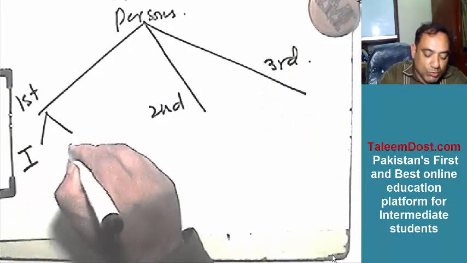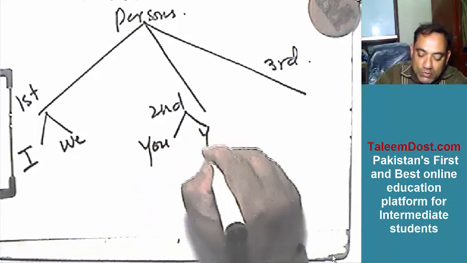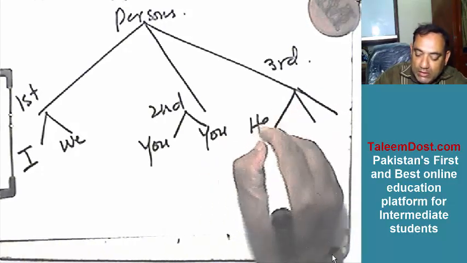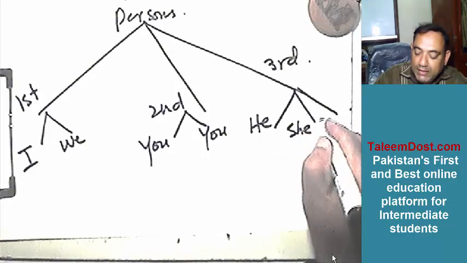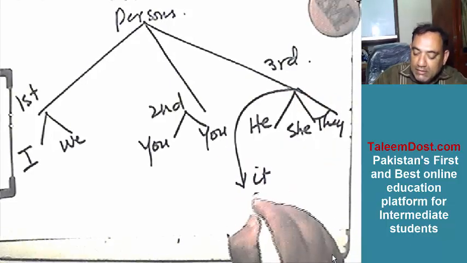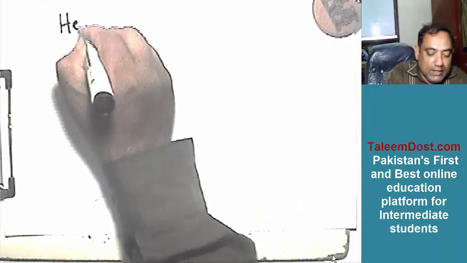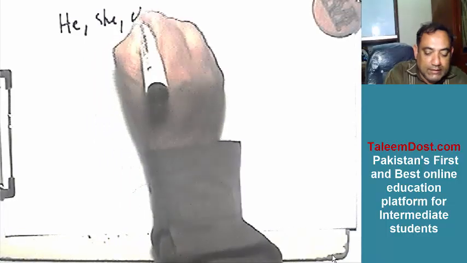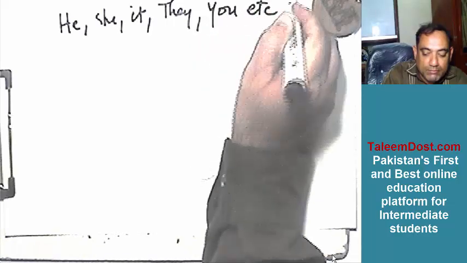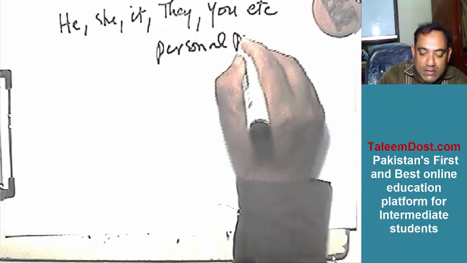I for singular, we for plural, you for singular, and you for plural, he for singular male, she for singular female, and it for non-living singular, and they for all. So we have he, she, it, they, you, etc. These are actually personal pronouns.